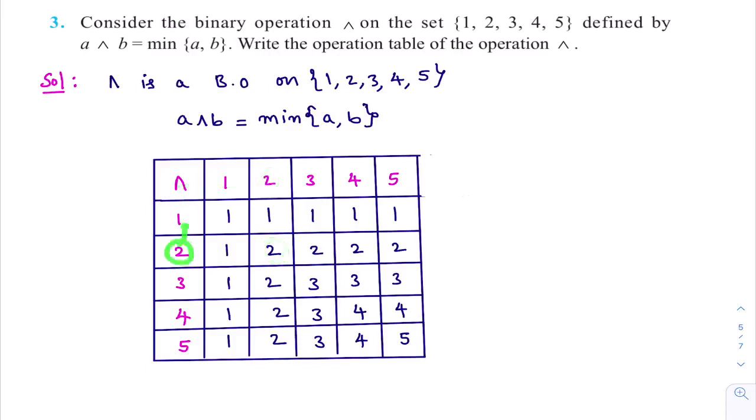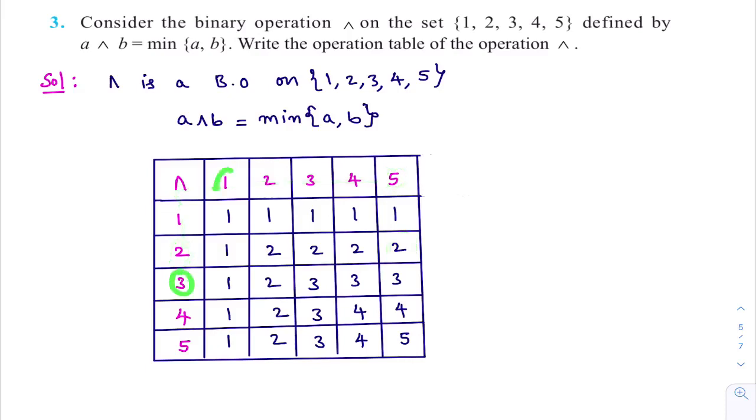Right. Minimum of 2 star 3. In these two, what is the minimum value? 2. Minimum of 2 star 4. Minimum of 2 star 4 is 2 only. Minimum of 2 star 5. In 2 and 5, what is the minimum value? Minimum value is 2 only.